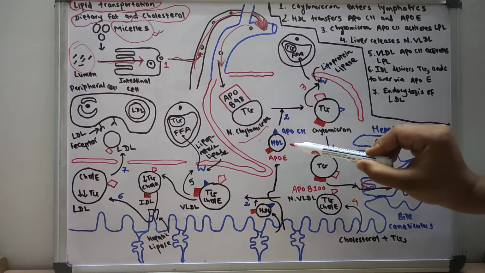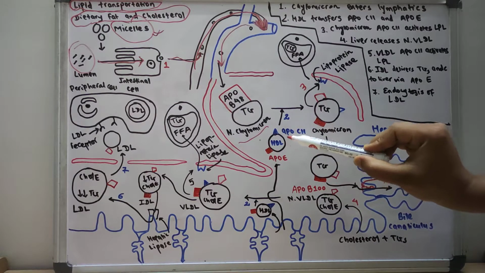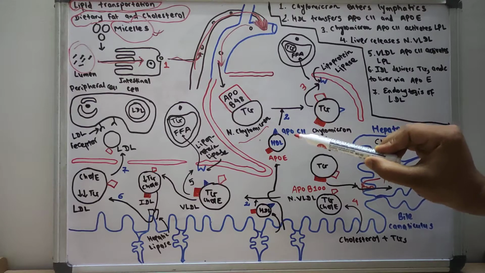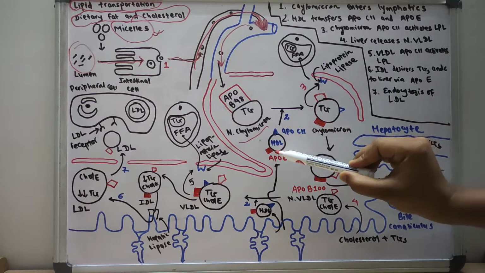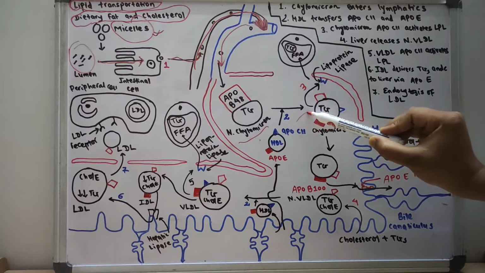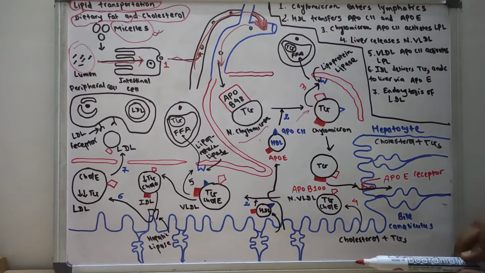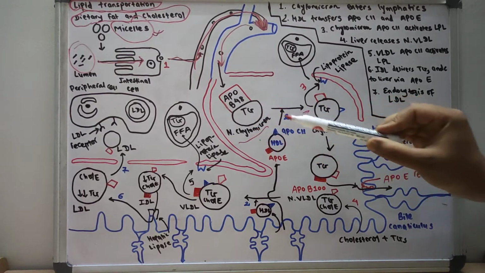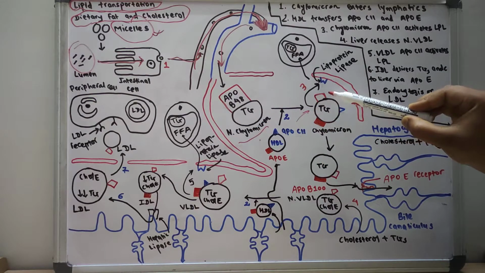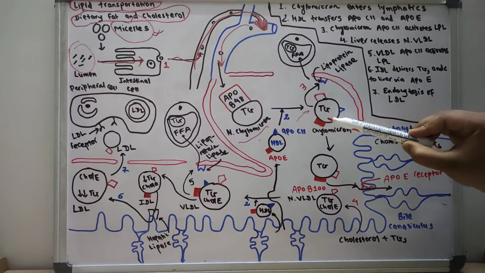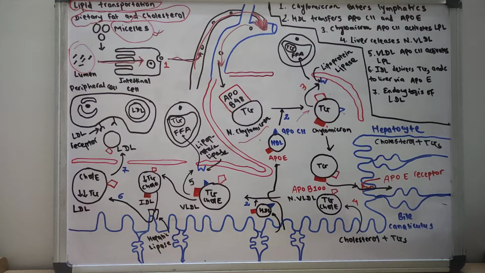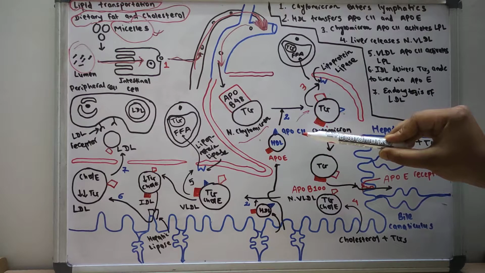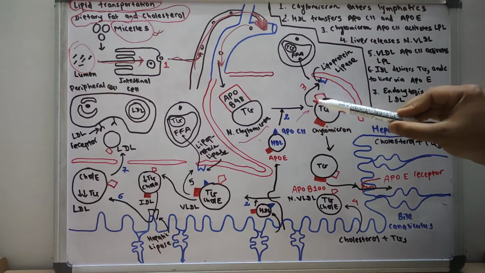So here the high density lipoprotein helps. The high density lipoprotein has ApoB, ApoC2 and ApoE. So this ApoC2 and ApoE will be transferred to this nascent chylomicron. So in the nascent chylomicron we have ApoB48, ApoC2 and ApoE. That means apolipoprotein E, apolipoprotein C2 and apolipoprotein B48.